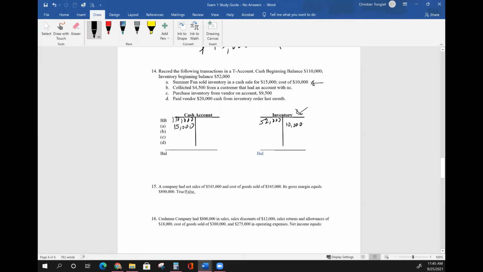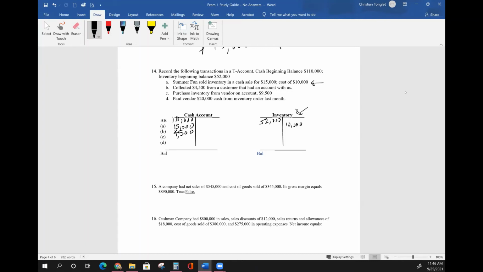Okay. B says collected 4,500 from a customer that had an account with us. I'm collecting 4,500, which means cash is coming in. So I have 4,500 of cash coming in for B. Now, does it tell me anything about the inventory? No, nothing. Nothing's being returned. Nothing's happening with inventory. So I wouldn't have anything affecting that account. It's only the cash because I have money coming in. I'm not keeping track of accounts receivable. I'm only looking for cash.